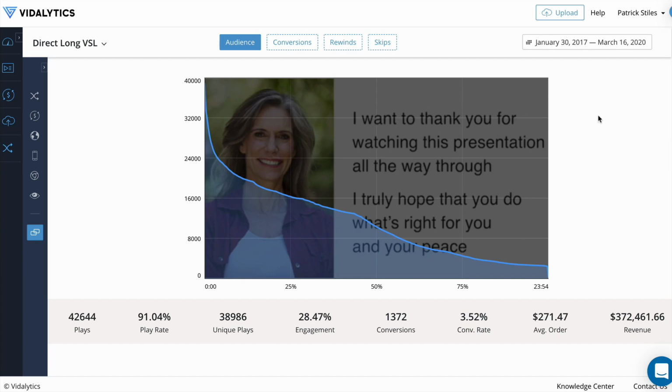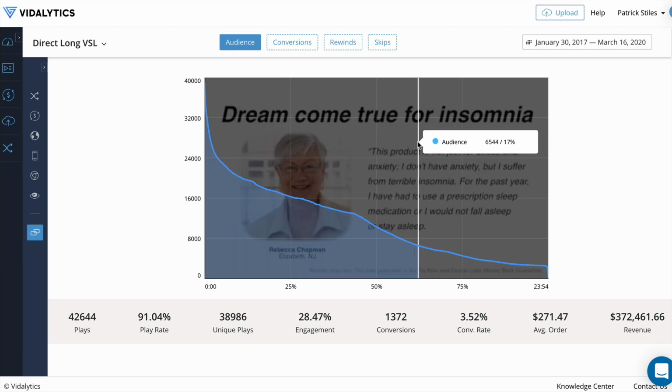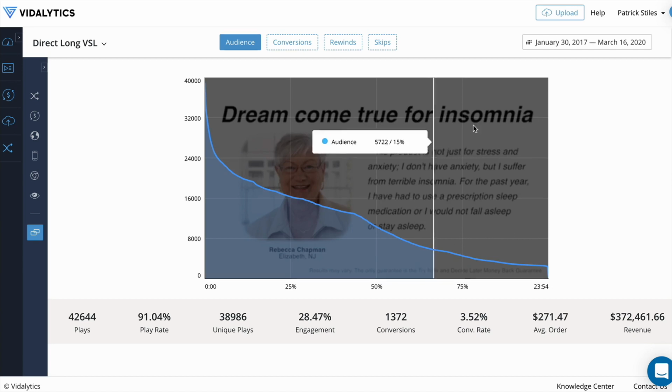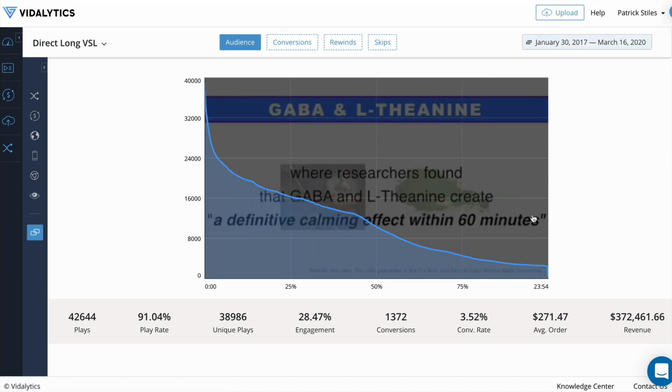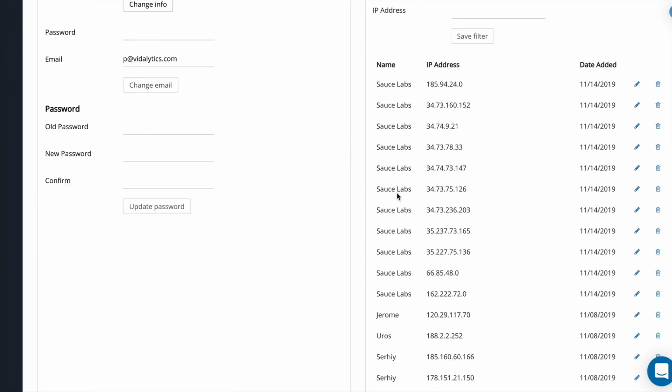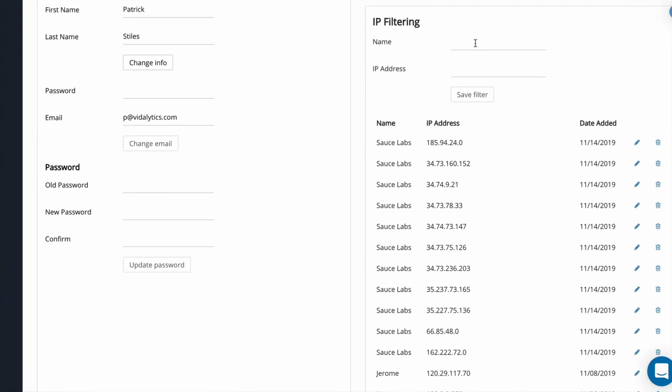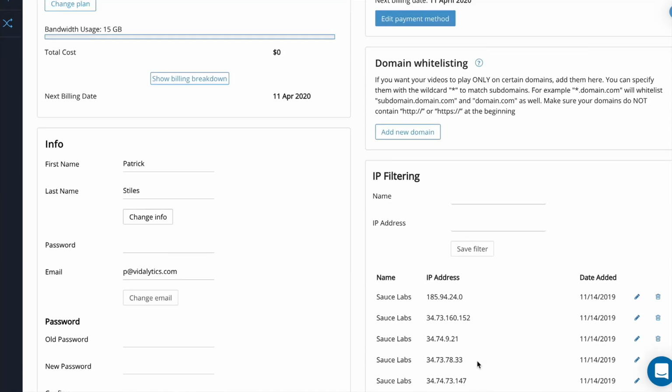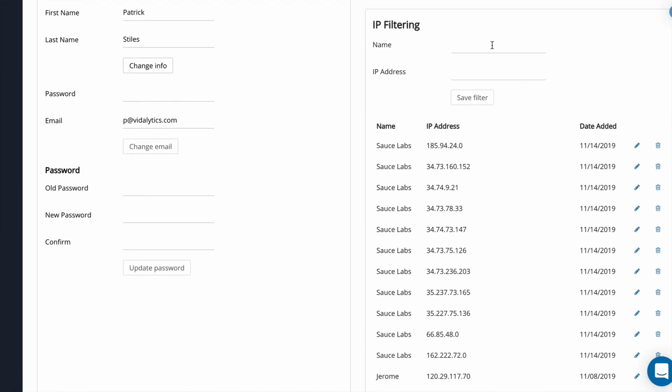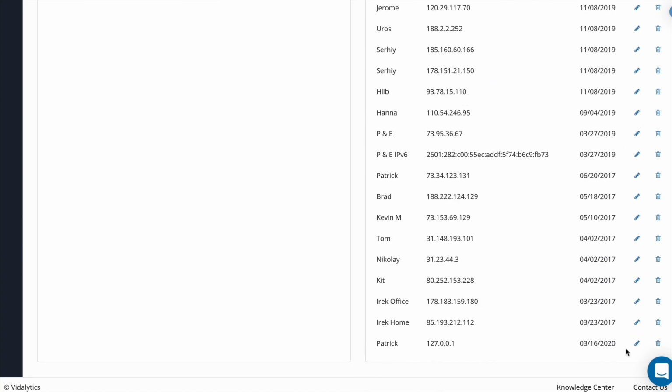So the one other thing that I want to show you is that if you have people go into your video from your team, your friends, your family, whatever it is, and you want to exclude those from your stats here so that it doesn't pollute your data, well, then you can go over to your profile and add in IP addresses here under our IP filtering. And you can see that we have a whole lot because we do a lot of testing and we have a big team. But IP filtering, and you can name it anything that you want. So I'll name it Patrick because that's my name and I like it. And you just add in the IP address and then hit save. And then that is automatically saved right here.